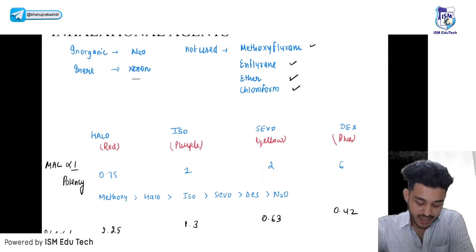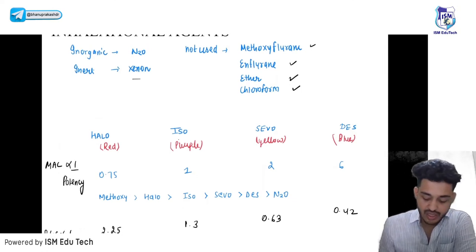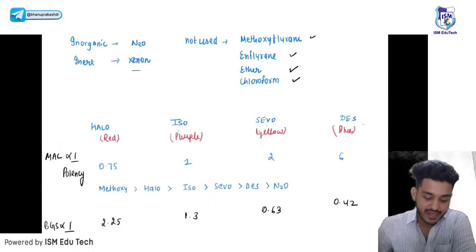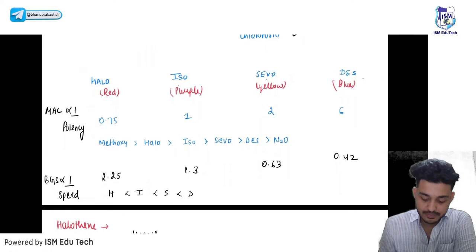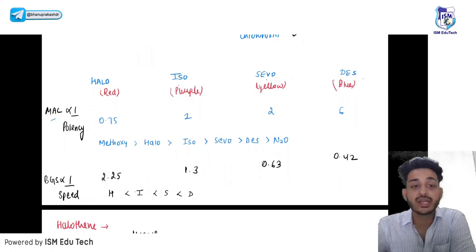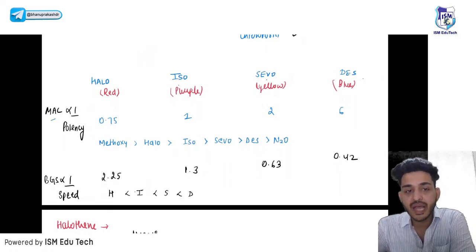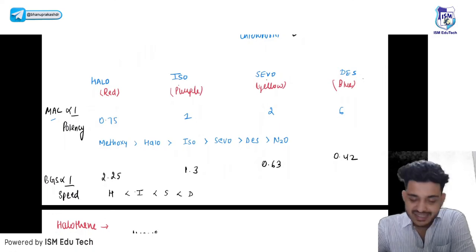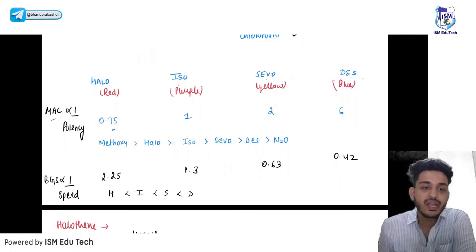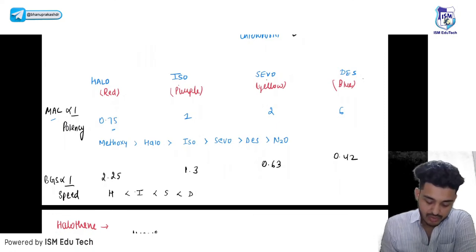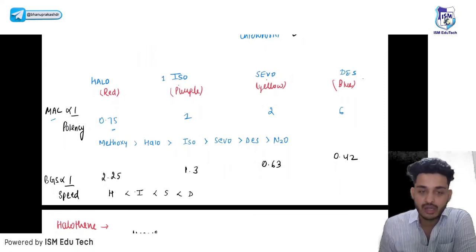First will be halothane, second will be iso, third will be sevo, and the last one will be desflurane. Halo, iso, sevo, des. First thing we need to see is MAC and potency. What is MAC? MAC is minimum alveolar concentration. MAC is inversely proportional to potency. The MAC of halothane is 0.75. Iso I can remember like 1. Sevo, I can reverse the S, it will look like 2. And this one is des.